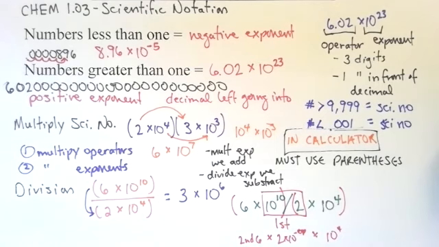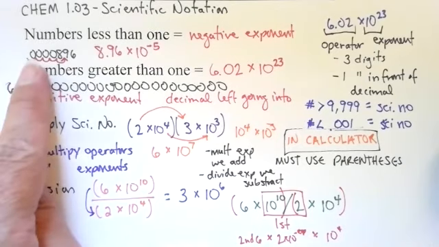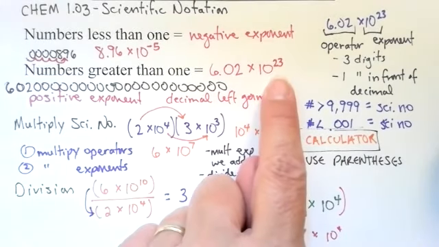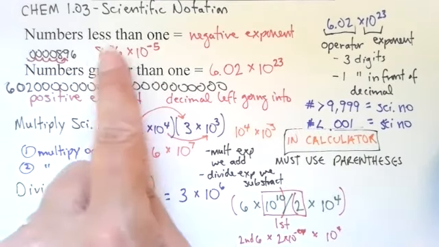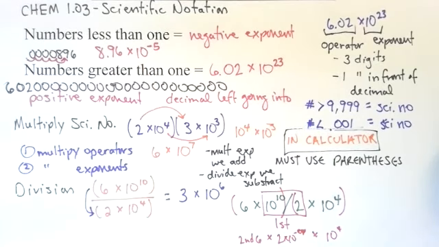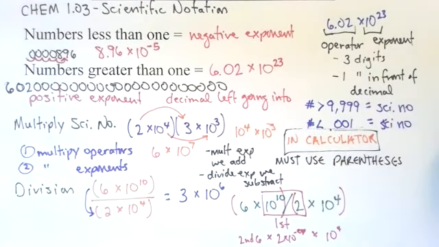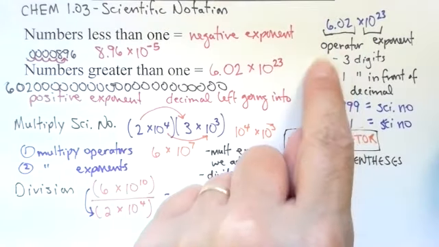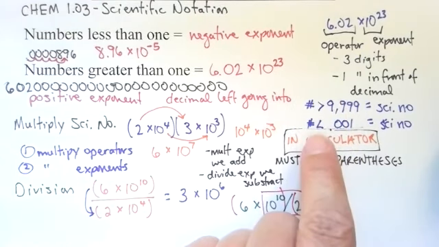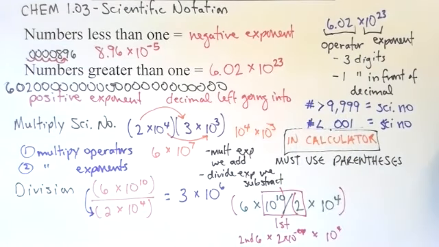Scientific notation helps us handle really big numbers or really small numbers. If the exponent is positive, it's a number that's greater than 1. If the exponent is negative, it's a number that's less than 1. We have in the scientific notation the operator and the exponent. The operator should be 3 digits, and you should always use scientific notation between 9,999 and 0.001.